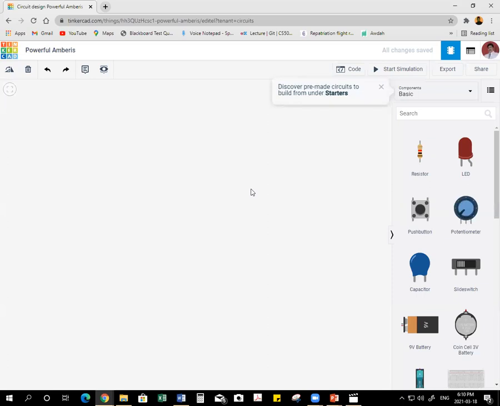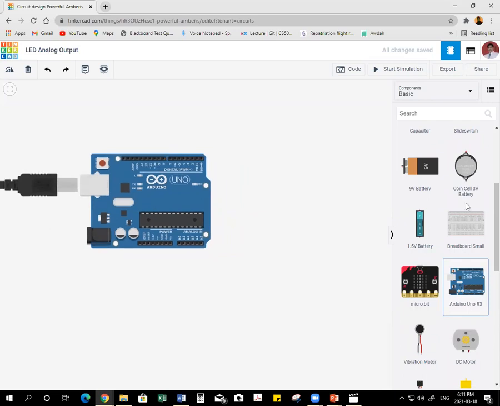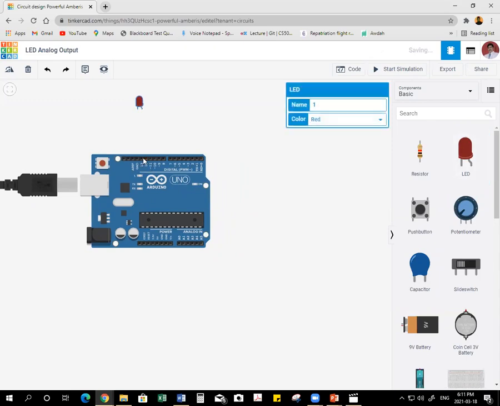Now I'll put the new circuit name, LED analog output. Okay, now take the Arduino Uno, drag it here. We'll go fast, no problem, we just need to know how to drag and drop. Take the LED here. I will zoom.